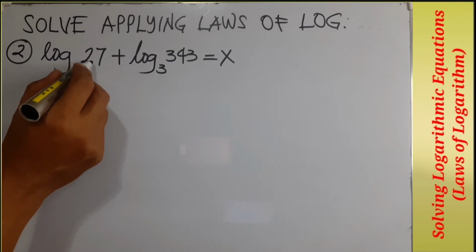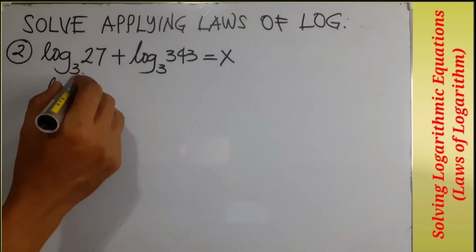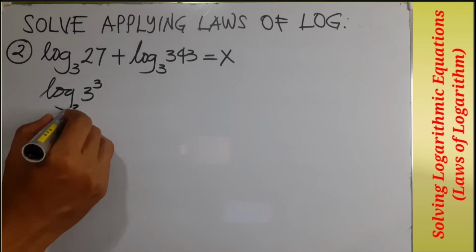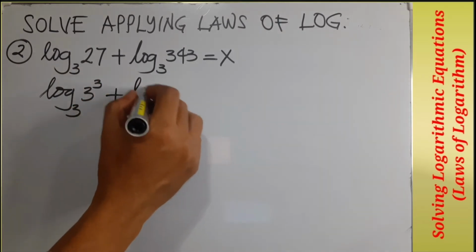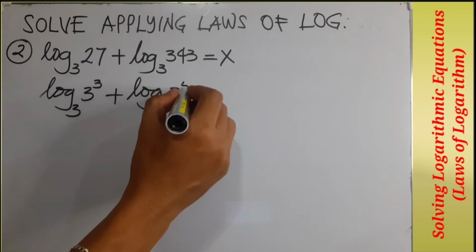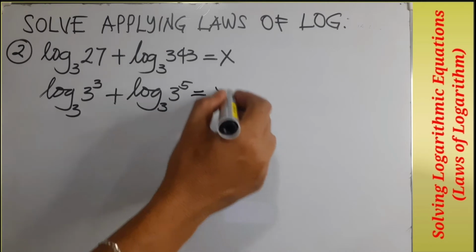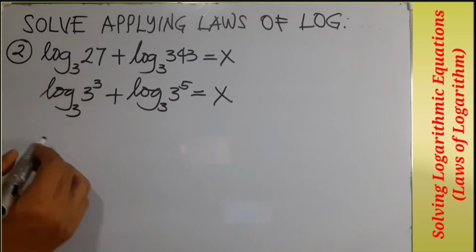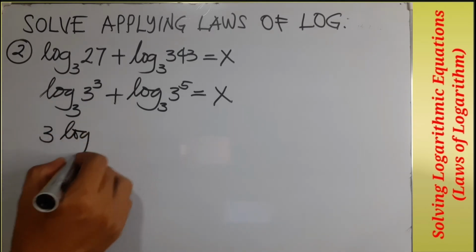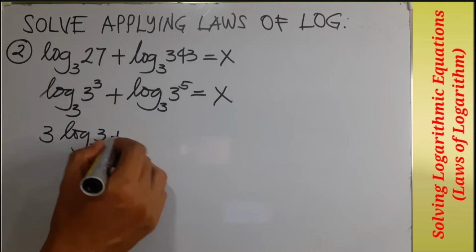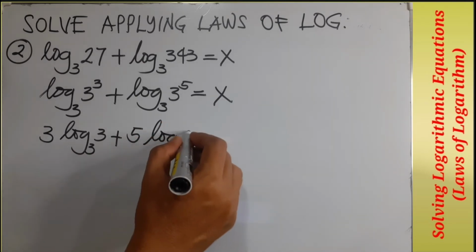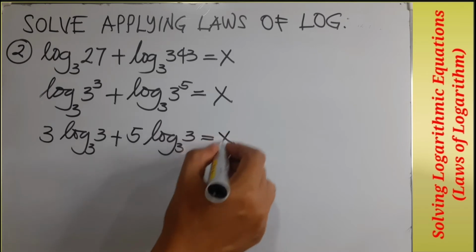Number 1, change 27. 27 is also 3 cubed in exponential form. 343 is 7 cubed with base 3. Okay. Then, 3 and 5 are exponents, so we can apply the power rule. The power rule is we have 3 log 3 with base 3 plus 5, which becomes the coefficient in the power rule of logarithm, log of 3 with base 3 equals x.